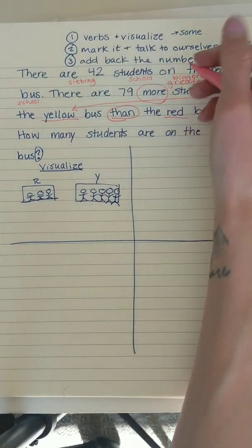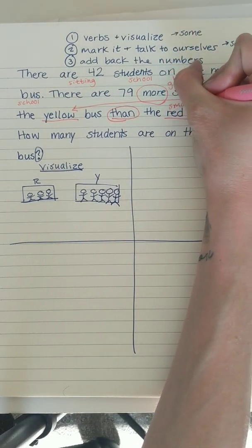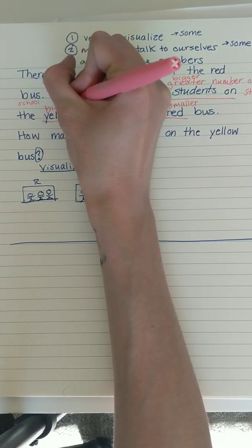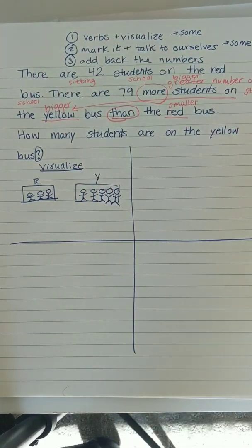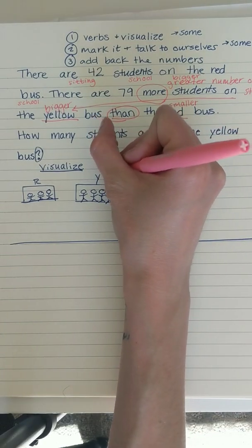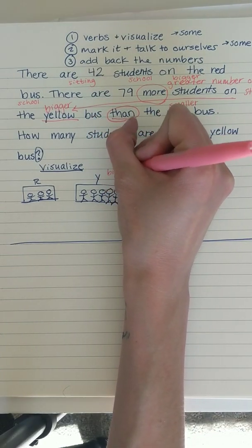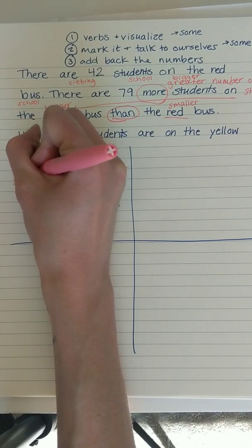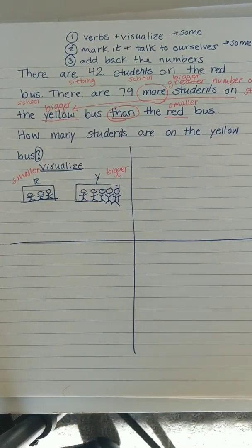bus and saying, oh, there's a smaller amount of students on this one and a bigger amount of students on the yellow one. So I'm just going to put that up here. The amount of students here is bigger. The amount of students here is a smaller number. Okay. So as a mathematician, I'm now ready to tell myself about the problem.